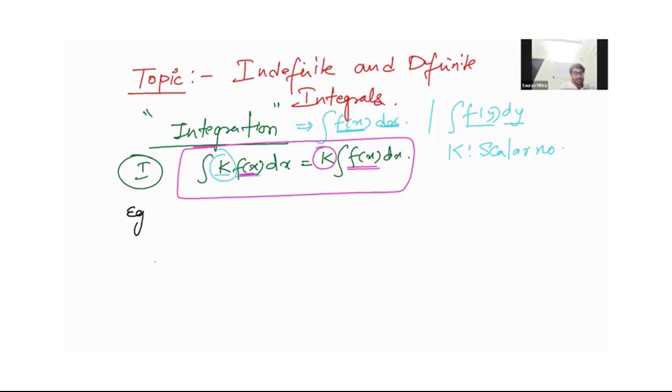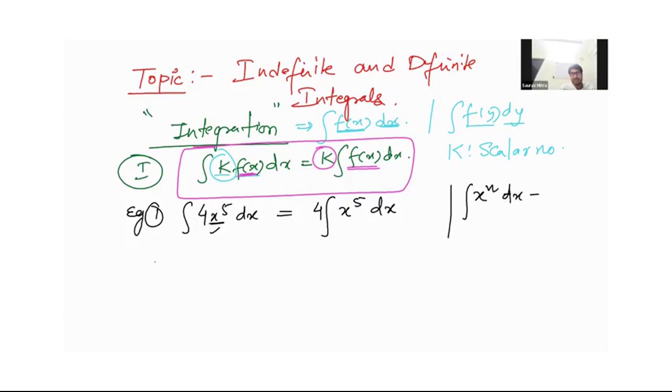The first example is the integration of 4x to the power 5 dx. Here the function portion is x to the power 5. So we will bring our 4 as a scalar out of the integration, and we will integrate x to the power 5 dx. We should know the integration formula for x to the power n dx type. It is x to the power n plus 1 upon n plus 1 plus c.